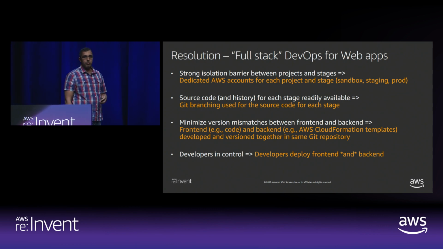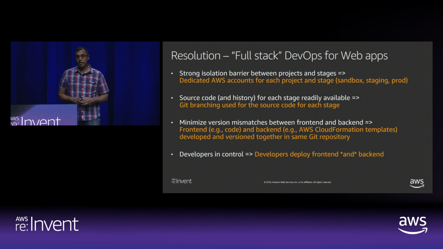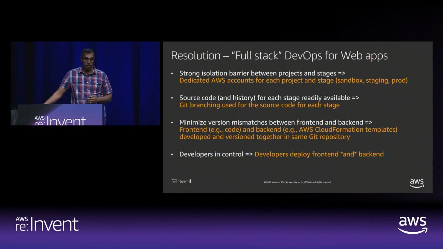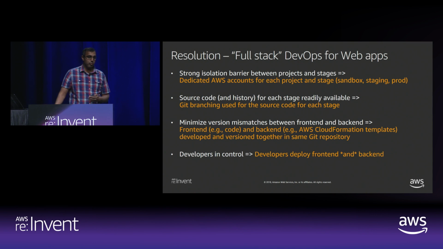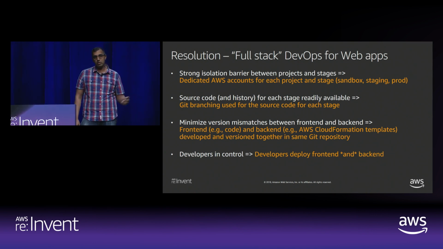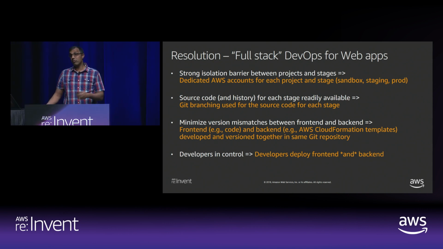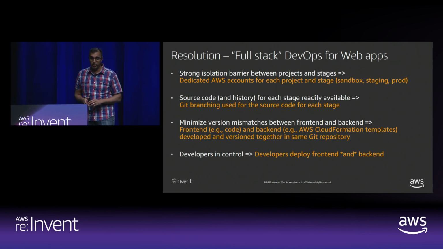Over the years, they've built out a set of principles that I think are very relevant for this talk. It's a full stack approach for DevOps for web apps, and it's defined by some of these principles here. The first one is what we just talked about, a really strong isolation barrier between projects and stages. What that means in their particular case is a dedicated account, not just for every project, but a dedicated account for every stage. That way only the developers who need to access a particular stage and work on a particular stage are able to do that.